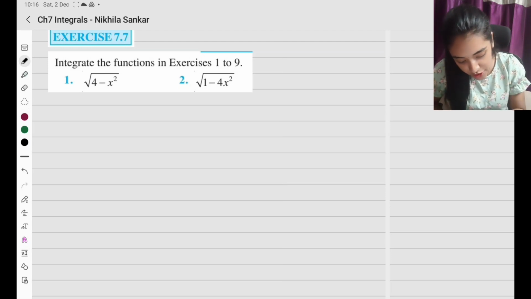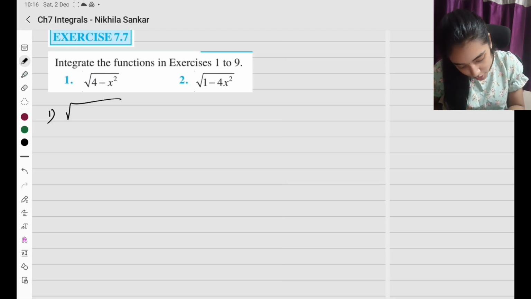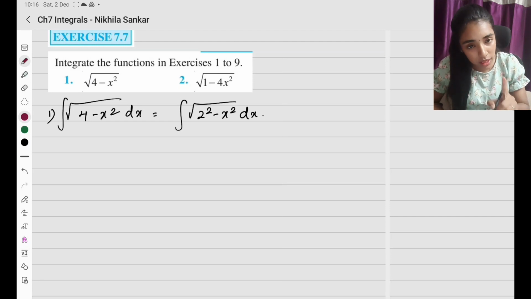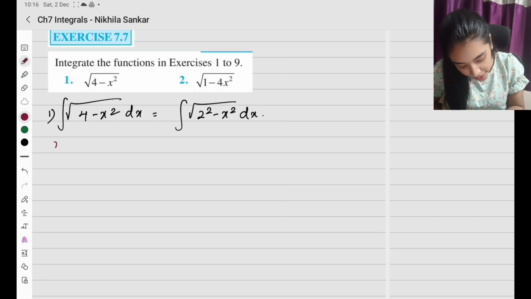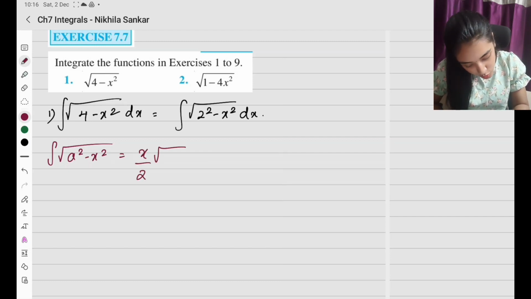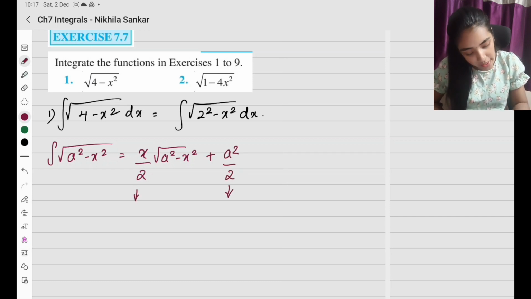Okay, first question என்ன? I have integral of square root of 4 minus x square dx. This I can simplify and write as 2 square minus x square times dx. So first formula எழுதுங்க. Always write the formula, then solve questions. So I have integral of square root of a square minus x square is going to be, first என்ன வரும்? X. So x by 2 whatever is in the question minus next plus என்ன வரும்? a square. First x by 2 அப்புறம் a square by 2.